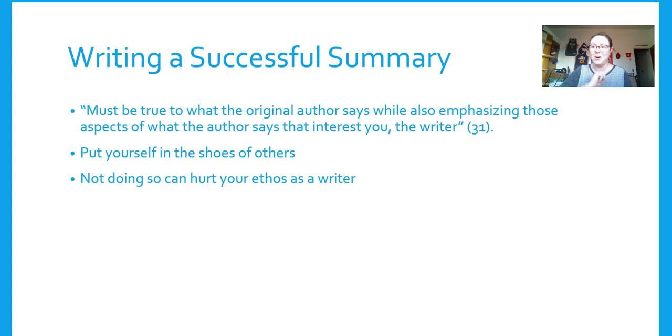Two types of shoes you'll want to put yourself in. First, your audience. So what information do they need to know in order to make sense of the summary you're providing them? But then you also want to think about the original author. Put yourself in their shoes to say, okay, what did they want to get across with this piece that I'm summarizing? What did they want emphasized? How can I represent their conclusions in a way that is ultimately true to their own work, but also will make sense to my readers?